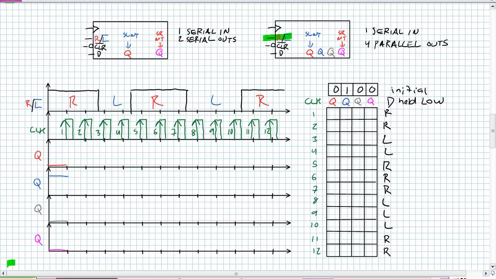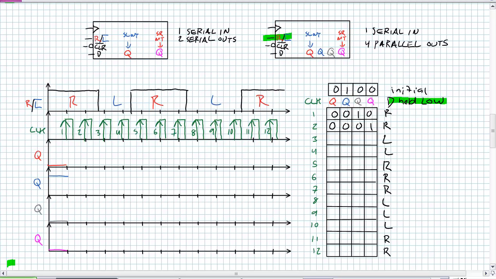So if we were initially in 0, 1, 0, 0, we're shifting right. The 1 goes there, 0 goes there, that 0 goes there. What's being shifted in? Well, D is always being held low. So we will always shift in a 0. We're again shifting right. 1 goes there, the 0 goes there, the 0 goes there. What's being shifted in? Well, D, it's always a 0.